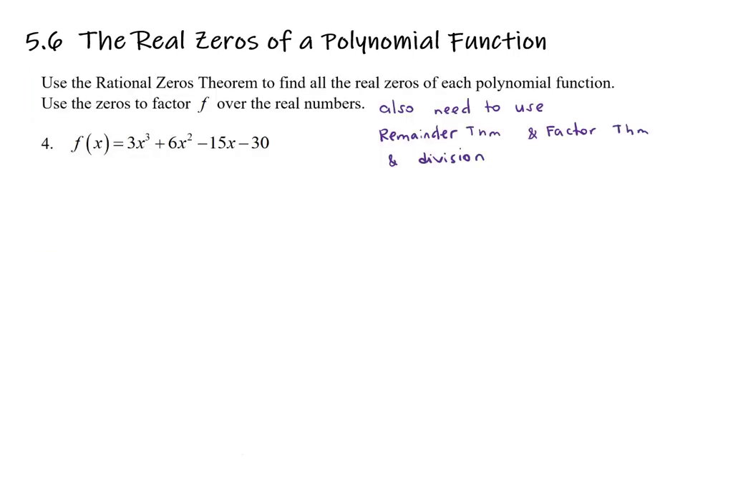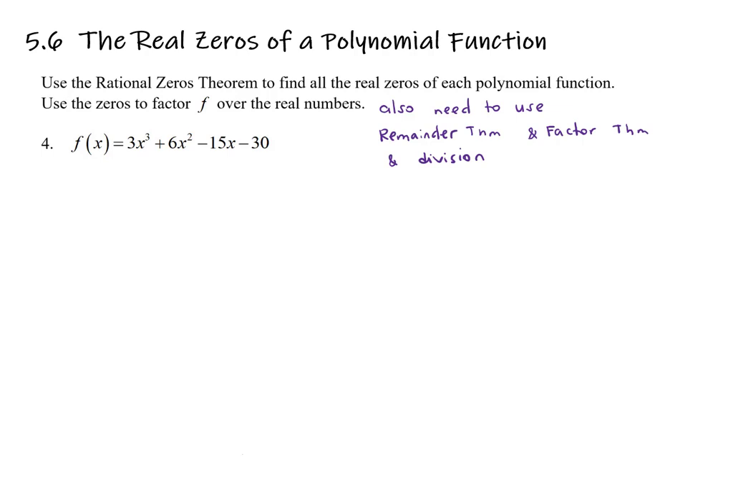Question number 4 asks us to use the rational zeros theorem to find all the real zeros of each polynomial function. What it does not say is that after you find your potential rational zeros, you need to use the remainder theorem and plug all of those rational zeros back into the original function, and then use the factor theorem to see when you plug those in, does it make the function equal to 0. And then if we find a factor, then what we want to do is divide this polynomial by that factor to come up with a reduced polynomial, which would be easier to find more roots of. So we'll go through the steps together.